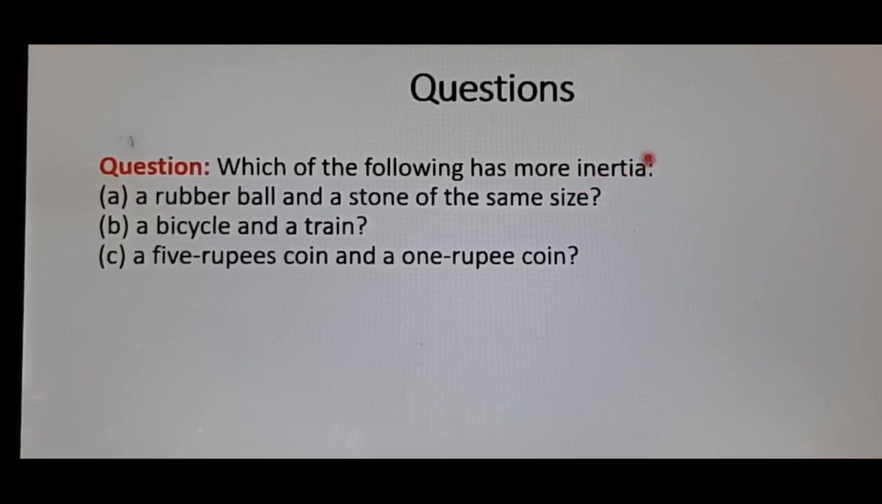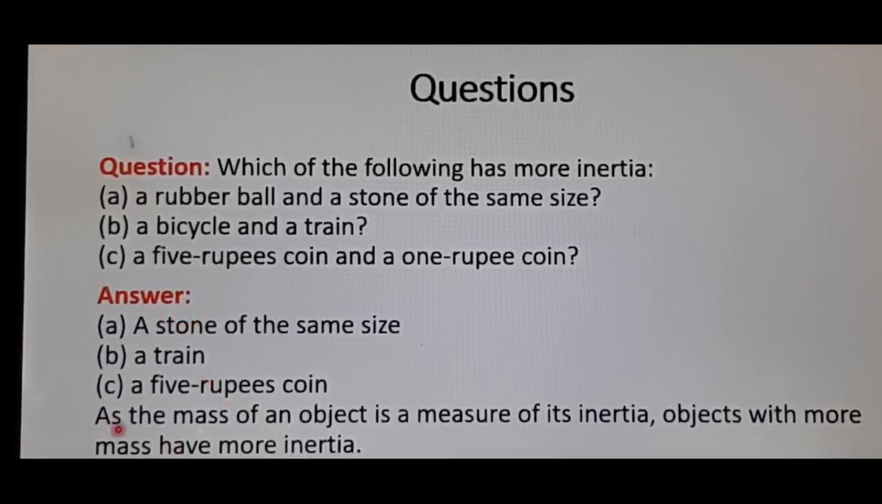Whichever thing has more mass, its inertia will also be more. So let's try to answer according to this concept. We just have to see whose mass is more. If mass is more, inertia will be more. A rubber ball and a stone: it's quite understood that the stone has more mass, due to which it will have more inertia. In the same way, bicycle and train: the train has more mass, due to which it will have more inertia. A 5 rupee coin and a 1 rupee coin: again, the 5 rupee coin has more mass, due to which it will have more inertia.